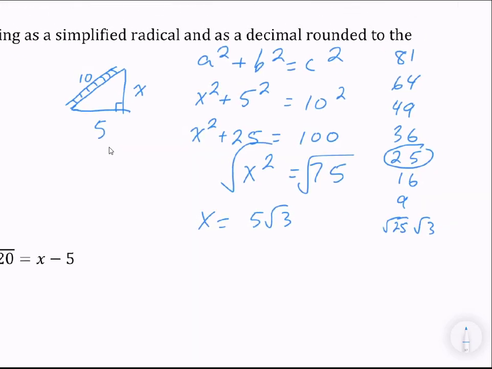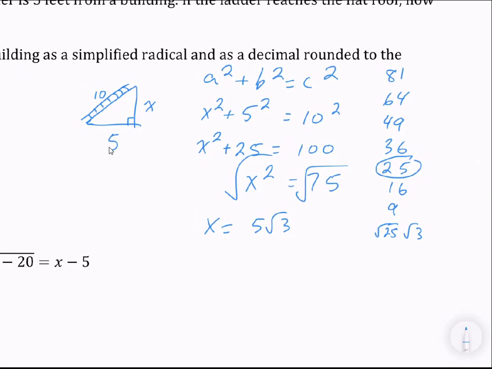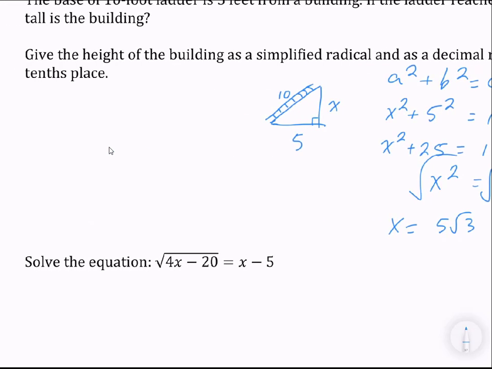Okay. Don't you wish you could zoom in on your paper sometimes? Okay. Write smaller. Okay, so 5 square root of 3. So I'm going to write this over here. It is 5 square root of 3, and I believe that's in feet. Yeah.